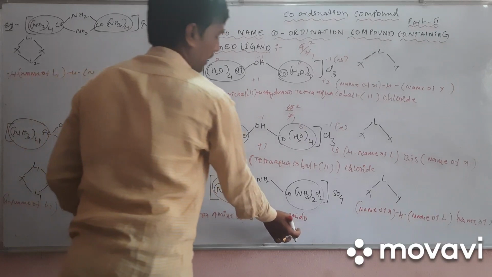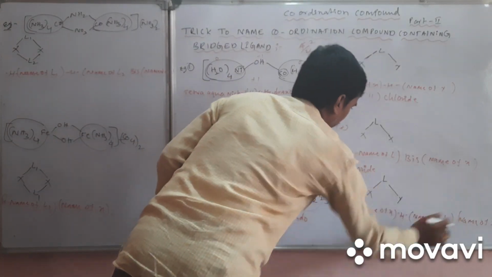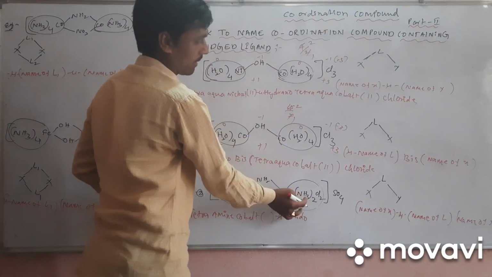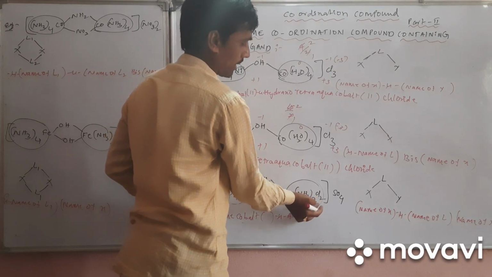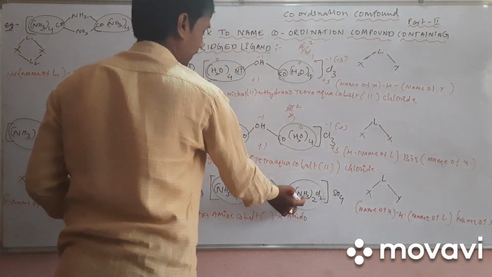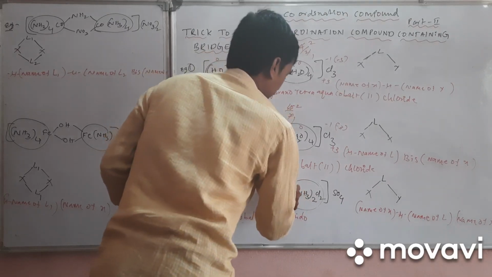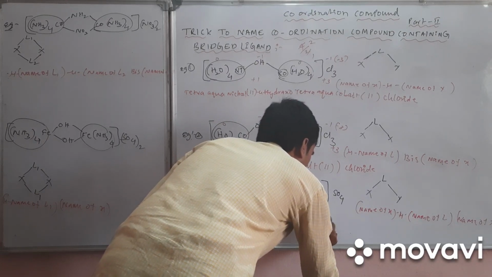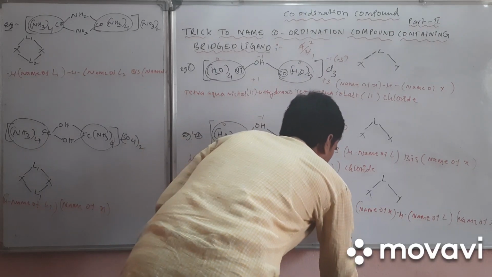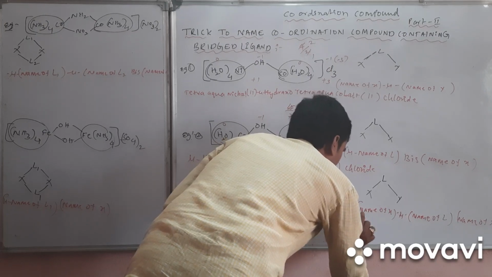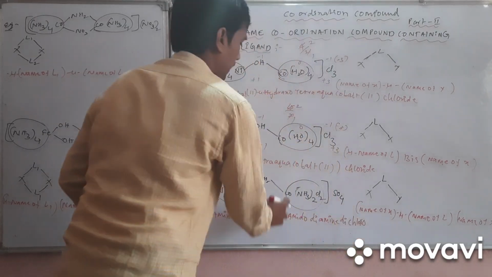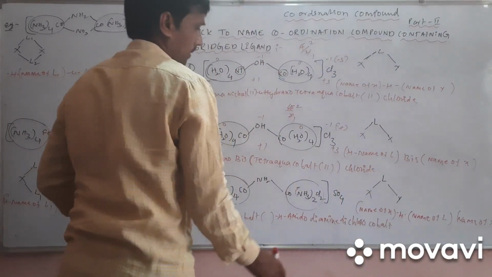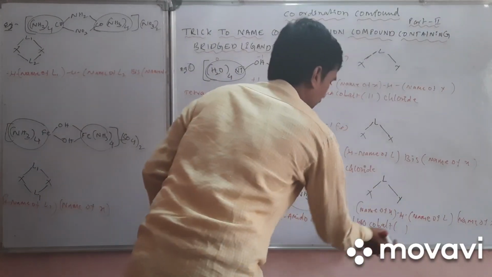What is the ligand name? Amido. Next, the name of Y. These two ligands are there. First we write the amido ligand, then the chloride, because we are using alphabetical order. How many ligands are there? 2 ligands, so it is diammine. Next, dichloro. Next, the metal atom name, cobalt. The oxidation number we write in the bracket.